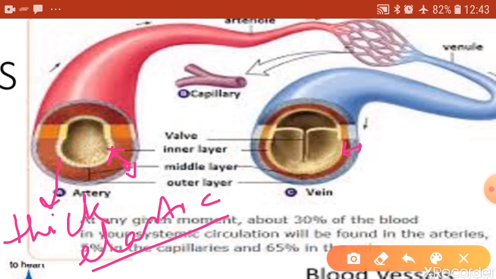It is because when blood flows through the artery, it always flows with pressure. You have learned that when the ventricles contract, they pump blood into the artery through the aorta. So blood always flows with the pressure, and as the blood flows with the pressure, the arteries have to withstand that pressure, and so the arteries always have a thick and elastic wall.